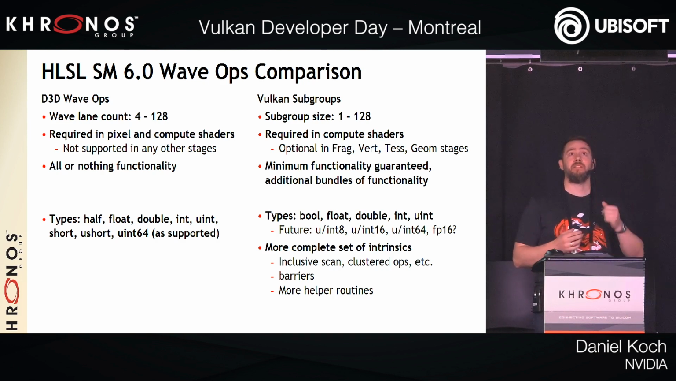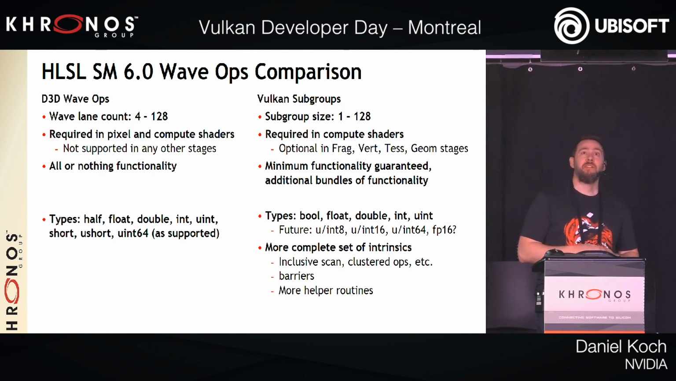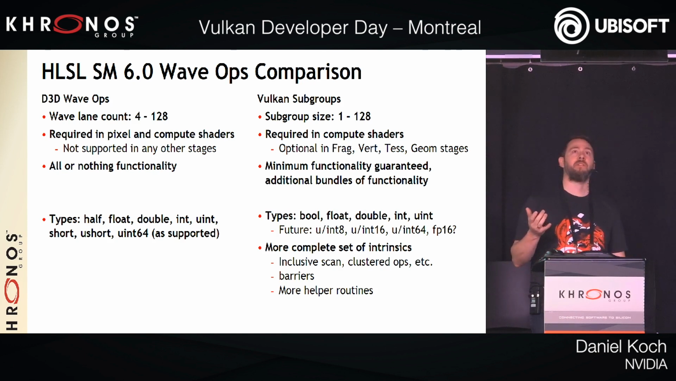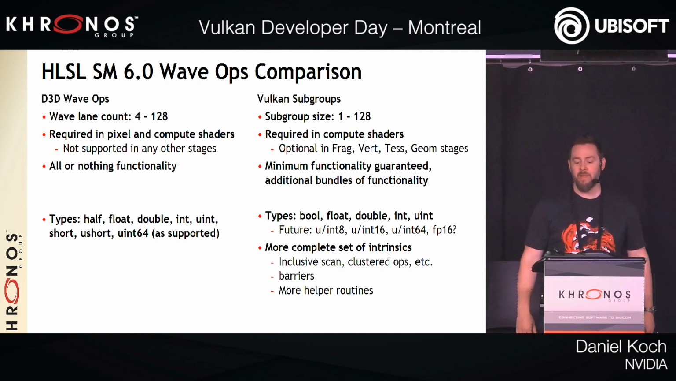Data types are listed there; I'm not going to go through them. There are a few more supported in D3D. Some of the types we don't support yet in Vulkan shaders. We're looking at that for the future, without getting into details on the roadmap. In Vulkan we have a more complete set of the intrinsics. So we have inclusive scan; D3D only has exclusive. We have clustered operations. We have execution barriers and memory barriers. And we have more helper routines for working with the ballots, for example.